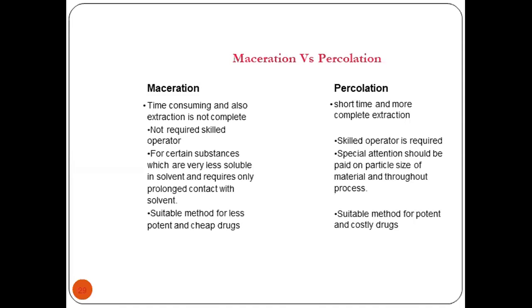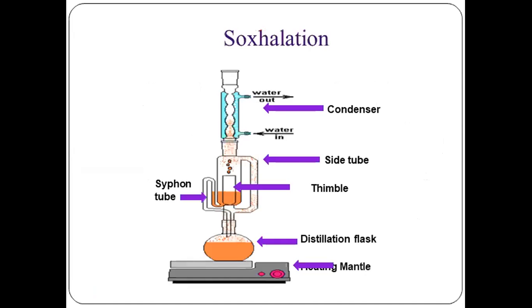Maceration is a suitable method for less potent and cheap drugs. बहुत suitable method है जो बहुत less potent drug है ना, और cheap drugs के लिए आप आसानी से maceration में जाओ, कोई आपको उसके पीछे, you don't have to look for the drug, you don't have to check whether the solvent is being lost, or you have to make sure कि you have to complete the process today itself, or it is going to be over within 7 hours. You just leave the drug for 3 days, 7 days. Percolation is a suitable method for potent and costly drugs. Okay. Now this is soxhlation.